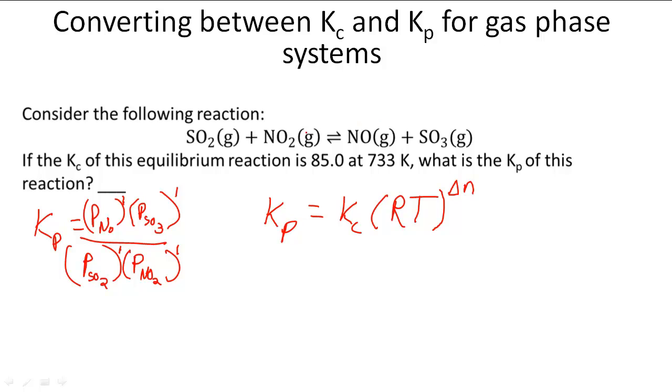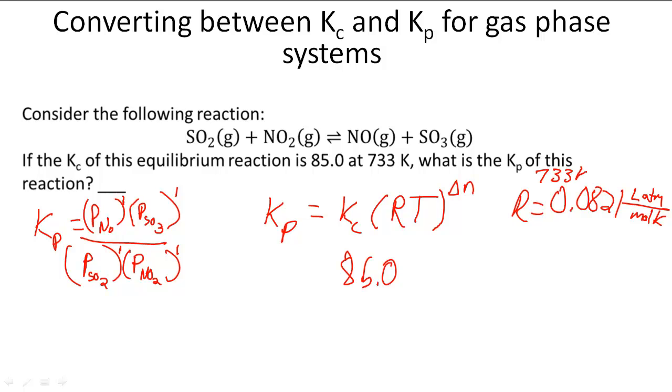So what we can see here is we know that Kc is 85.0. We know that R is going to be 0.0821 L atm over mole kelvins. And we know the temperature, which is 733 kelvins.